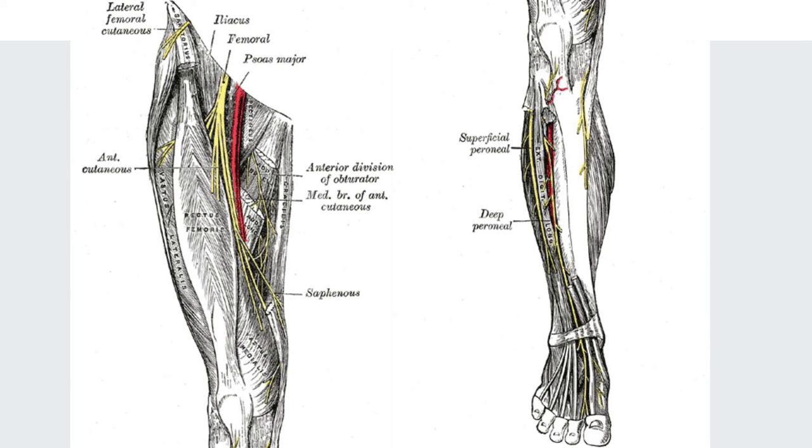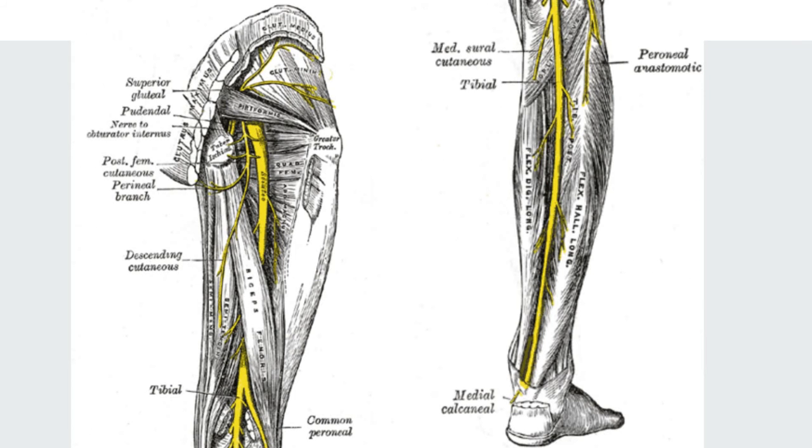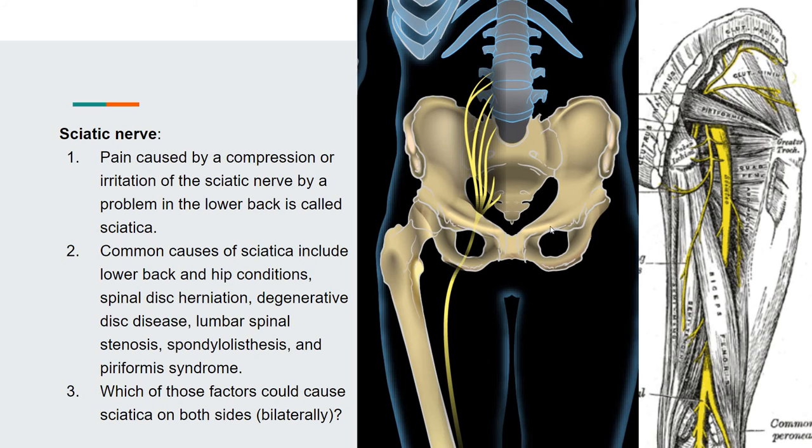Now, here's again the close-ups. You can come back to this and freeze this frame here for the lower extremity. And then here it is from the back side. You can pause this if you need to. Okay, so we're going to go through the sciatic nerve. This is from the front, and this is from the back.